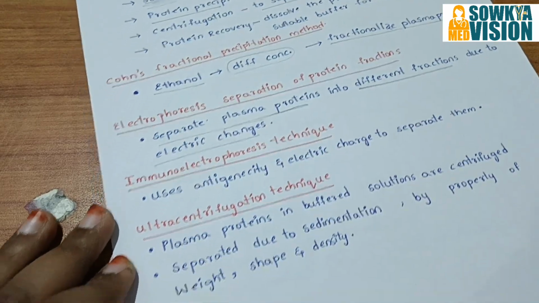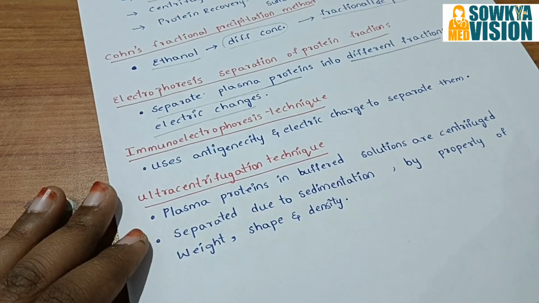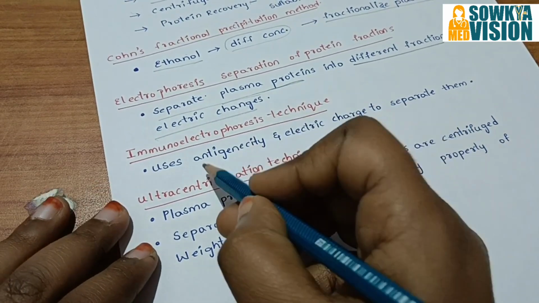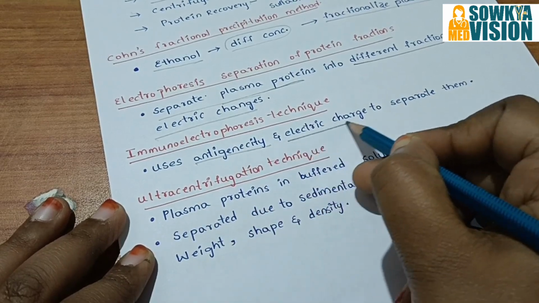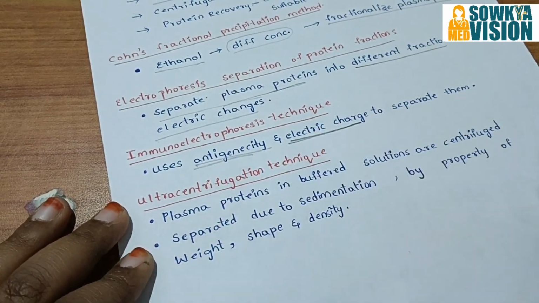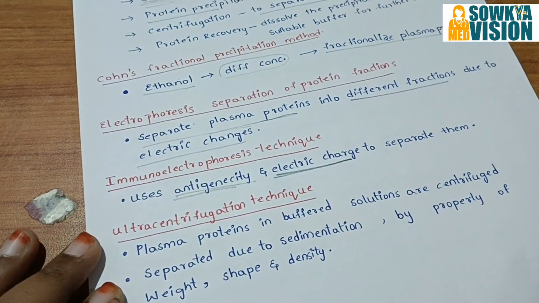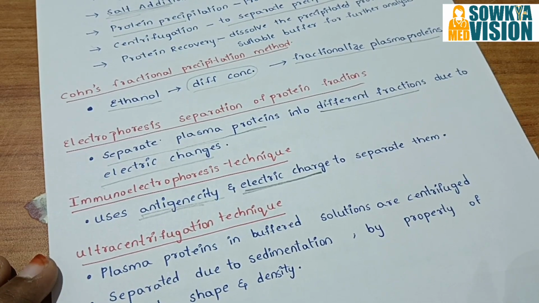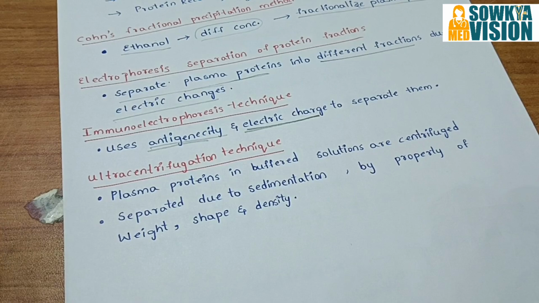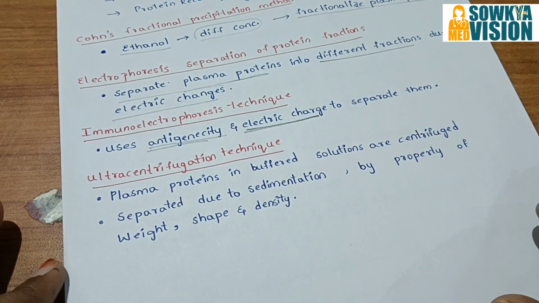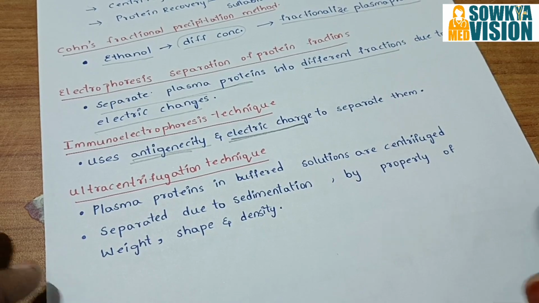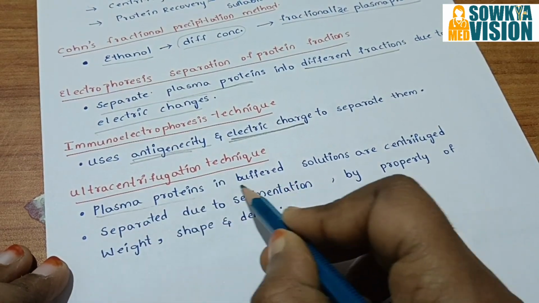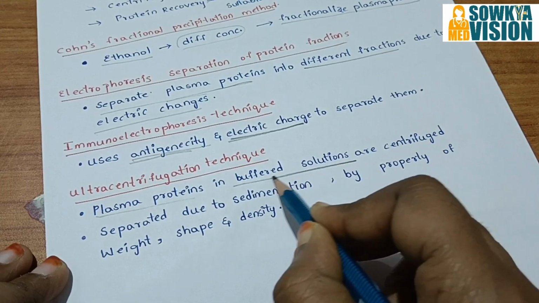Now, the immunoelectrophoresis technique uses antigenicity and electric charge. Here the plasma proteins are separated from each other by antigenicity and electric charge. And the last process is the ultracentrifugation technique, in which the plasma proteins are separated in a buffered solution.